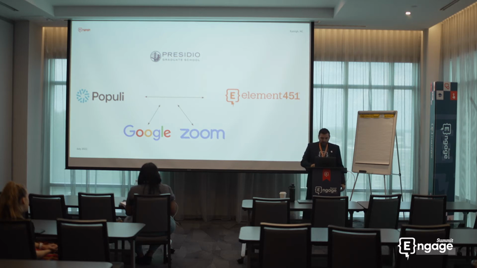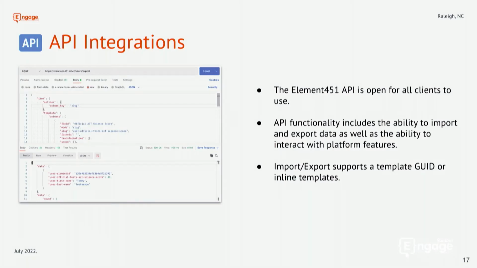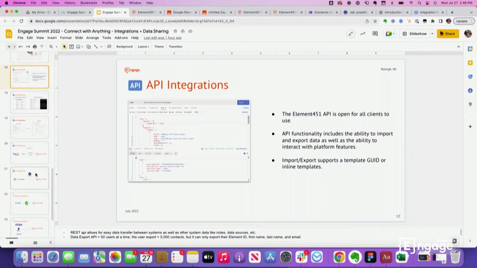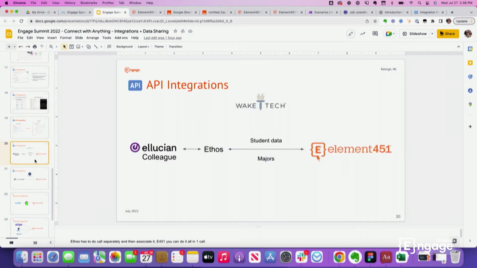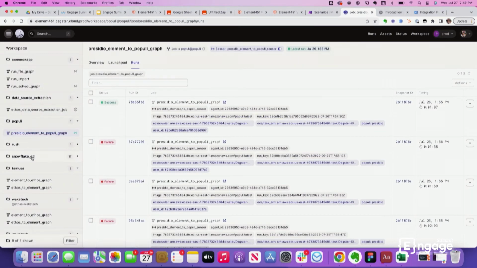Okay. So the other part, of course, is that we have a lot of documentation, and I think I showed you that, but let me go through one more example here, actually a couple of examples. With WakeTech, we're essentially using Ethos to bring student data, majors, and other data into Element, and then vice versa. Again, those Dagster components that we're using here, I can now go back and let me open that up.